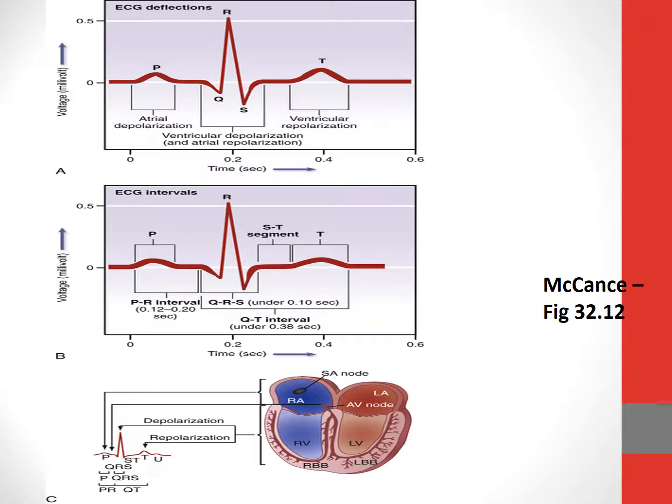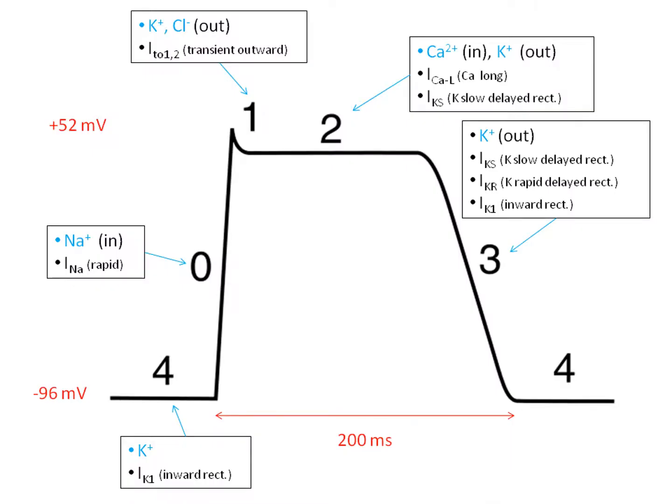Another picture from McCants. What I'm doing here is connecting for you the nodes of the heart, the EKG, and the waves of the EKG, something to spend some time with. This shows you the ion activity, where they're moving in and out, and it will help you determine what's going on with your drugs. As you can see, your resting state is phase 4. Potassium's the one there. We're at negative 96, and then something happens.